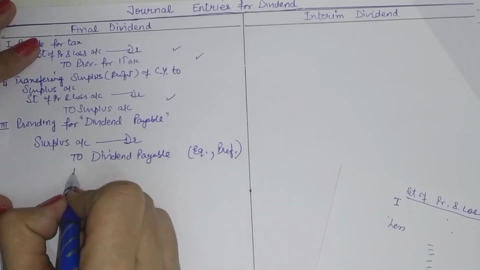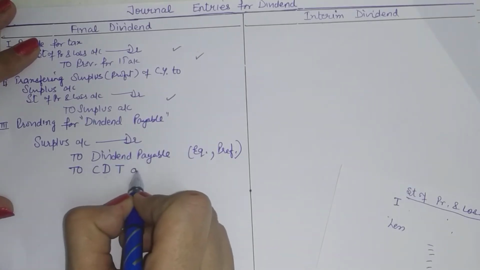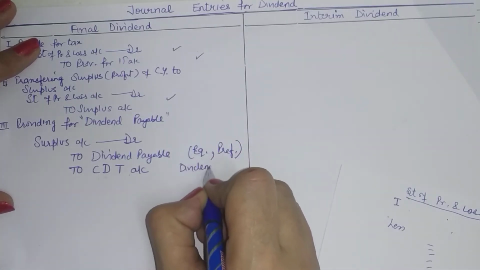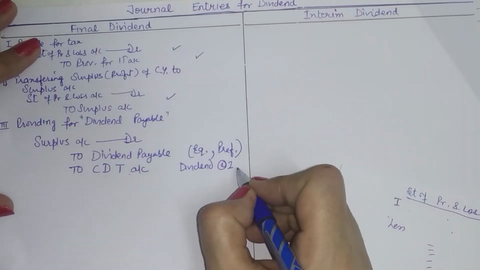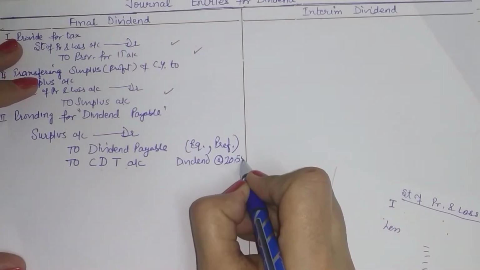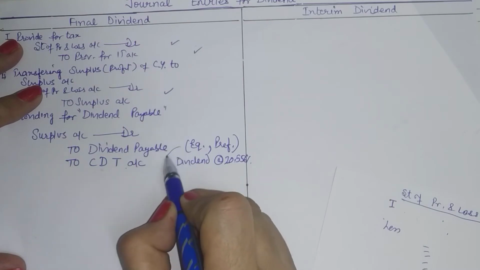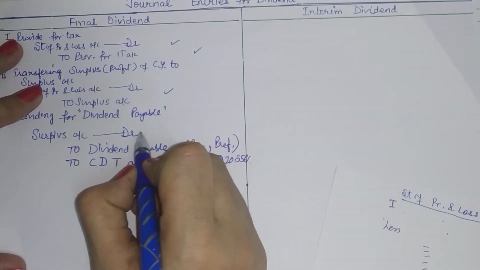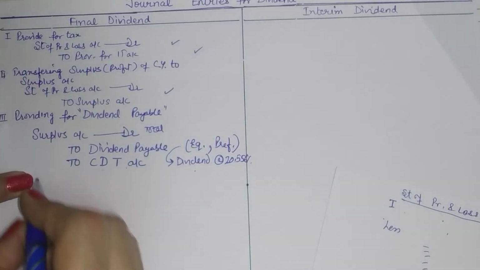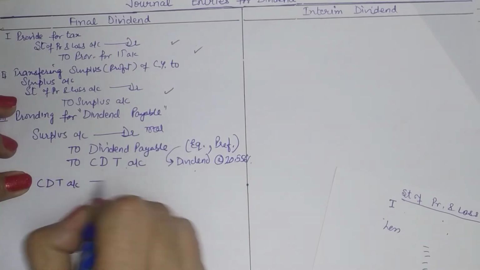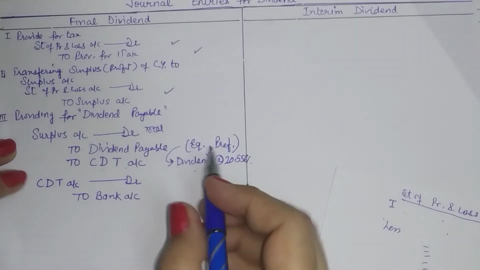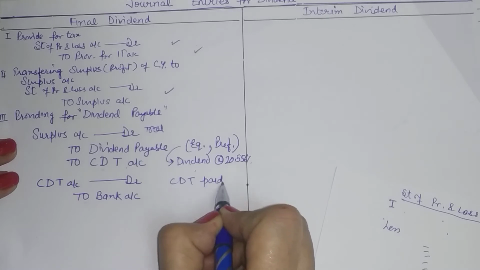Further, on this dividend, the company is required to pay corporate dividend tax, CDT. So this corporate dividend tax on the dividend amount is also payable at the rate of 20.556%. So on this dividend amount, this dividend tax is also payable. So the total will be met out of surplus. Now you are to pay these two. So corporate dividend tax is paid directly. So you will pay it through your bank account, corporate dividend tax to bank account. So CDT paid.